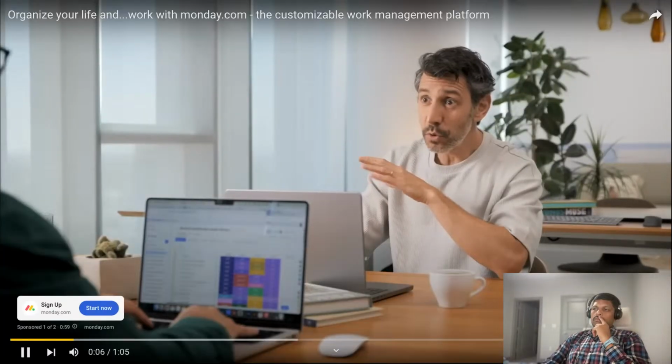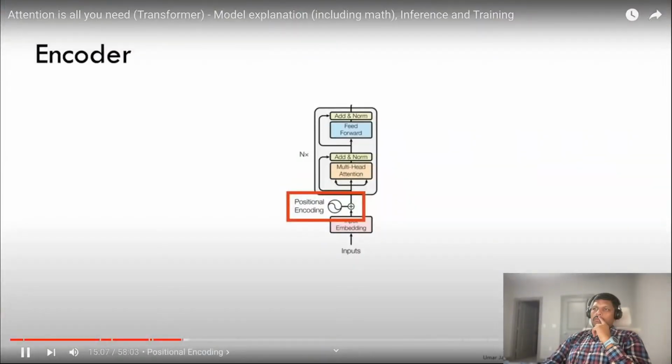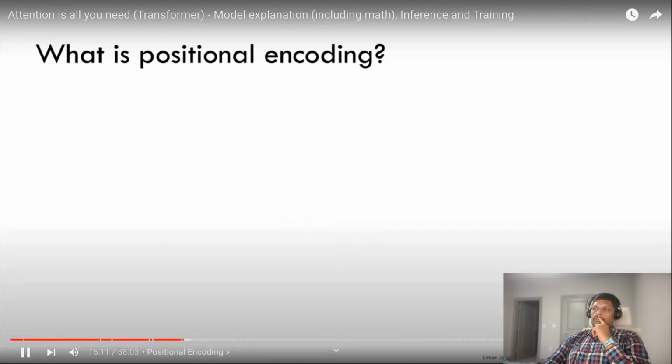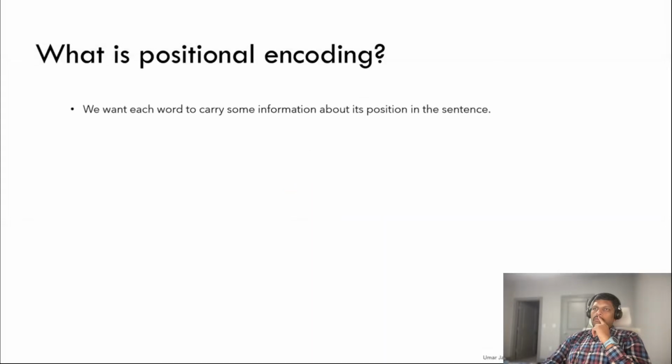Let's look at the next layer of the encoder, which is the positional encoding. So what is positional encoding? What we want is that each word should carry some information about its position in the sentence. Because now we built a matrix of words that are embeddings, but they don't convey any information about where that particular word is inside the sentence. And this is the job of the positional encoding.